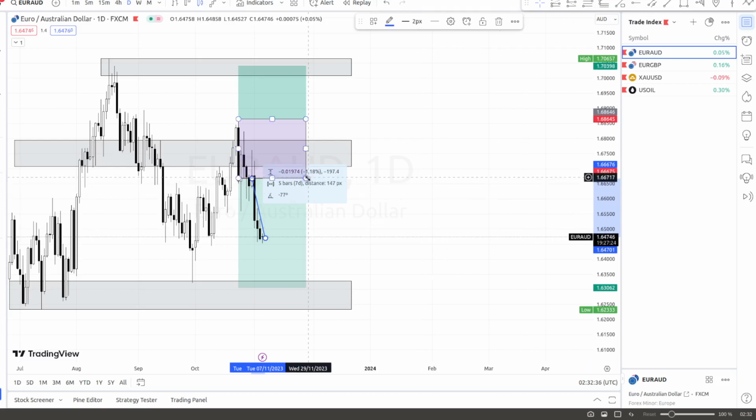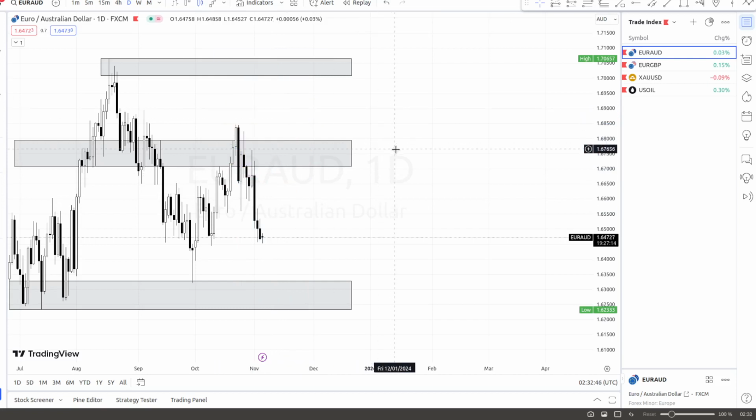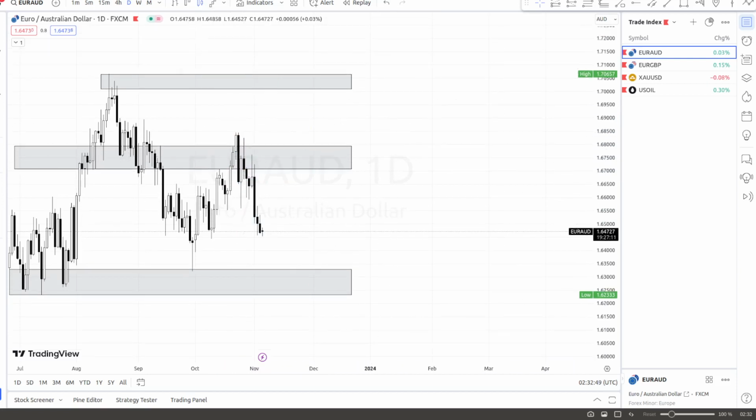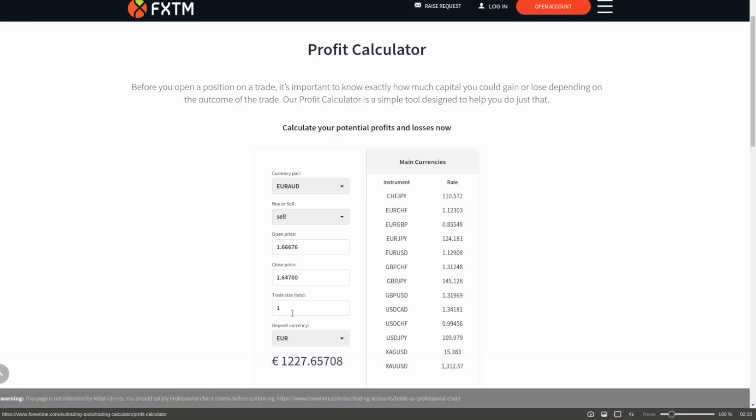All right then, and we can now delete this line. Not going to use it anymore. Actually, we can delete this position as well, because we are not in it anymore. And now what we can do is go to the profit calculator. We are on sell. We are on the open price of 1.66676, and then the close price at 1.64700. And now we do the trade lot size, which is 0.04.